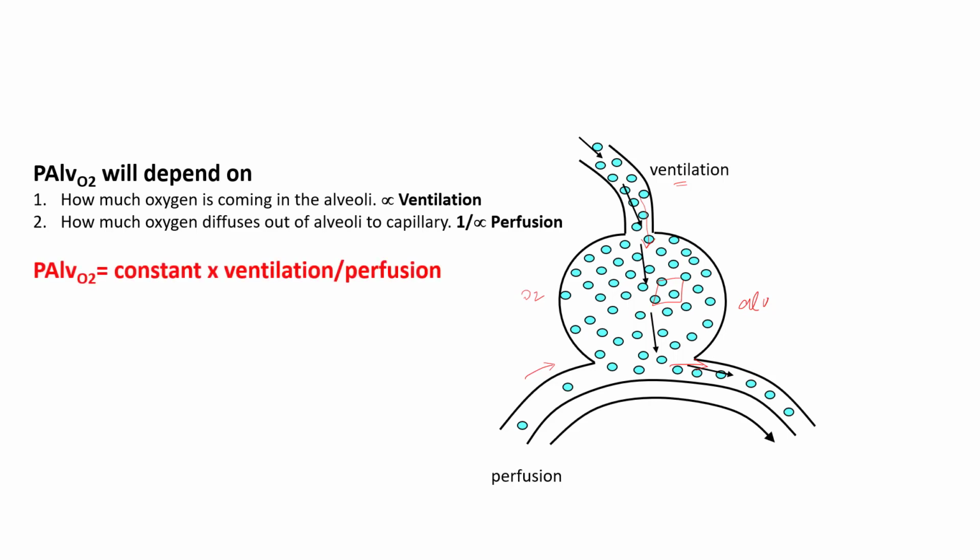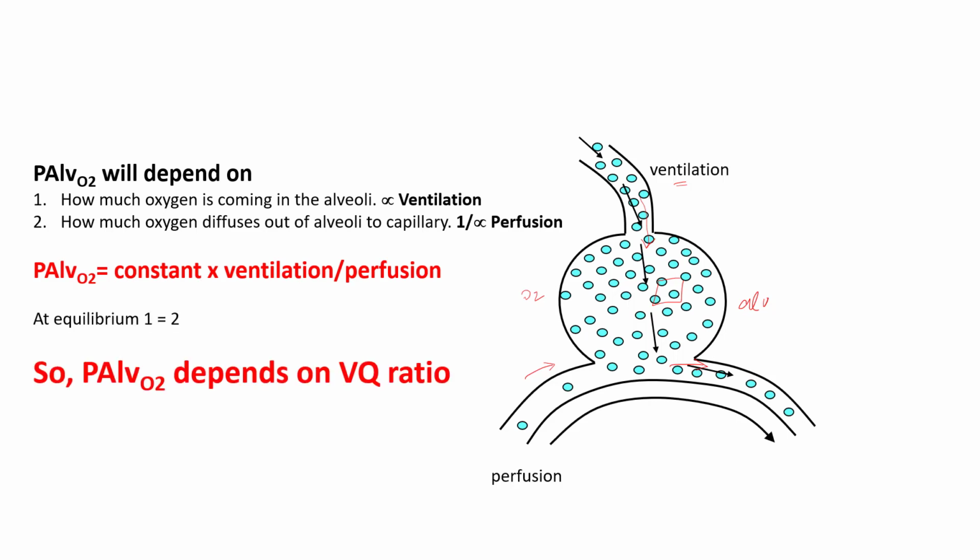So your P alveolar O2 is nothing but a constant times ventilation divided by perfusion, and at equilibrium, the rate of the oxygen coming through from ventilation equals the rate of removal of oxygen through the capillaries. So the P alveolar O2 depends on the VQ ratio. So let's look at some of these numbers and see how we derived them.